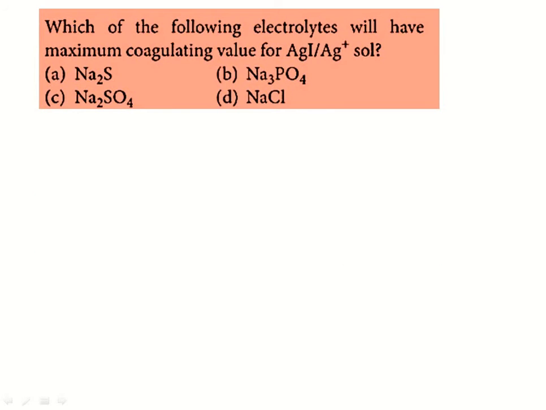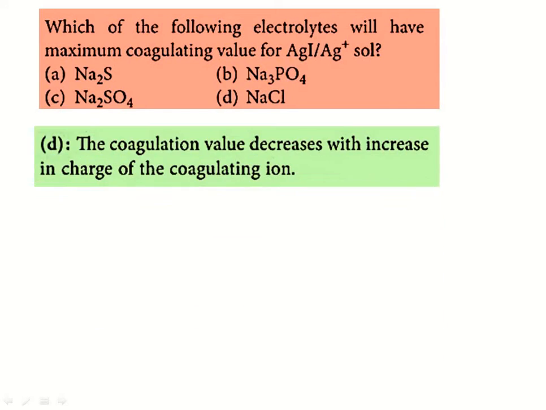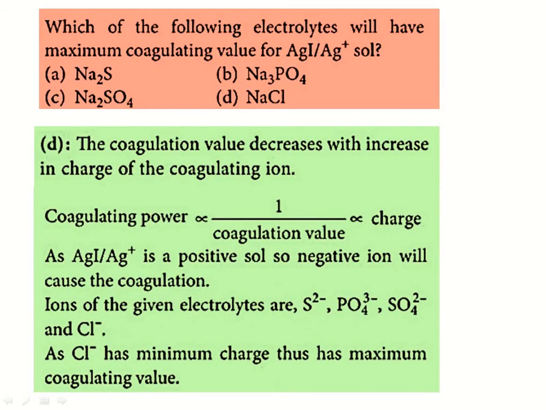Next question. Which of the following electrolytes will have the maximum coagulation value for the Ag+ sol? It's very clear. Many times in CET it has been given in previous Karnataka CET examinations. That is, coagulative power increases with increase in the charge, so coagulation value decreases. So sodium chloride, Cl⁻, is the answer. Next question.